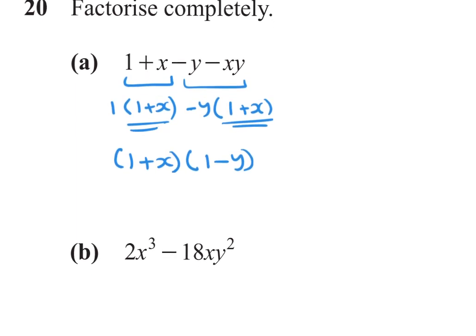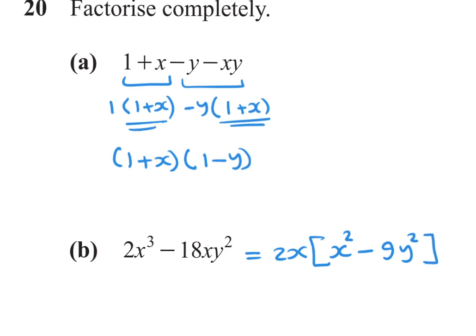Now next one. 2x to the power 3 minus 18xy squared. How to factorize? Common factor. The first step, if you have a common factor, is to extract the common factor. So what is the common factor? 2x. 2x times x squared, since 2x times x squared equals 2x to the power 3. Minus 2x times what equals 18xy squared? 9y squared.